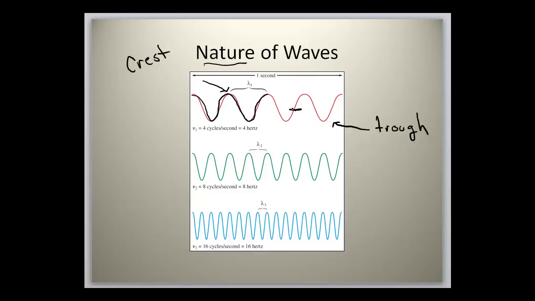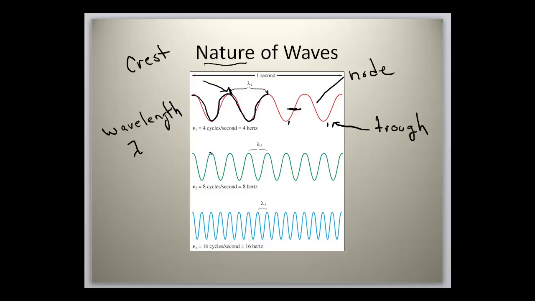The middle of the wave we call the node. So if you go from crest to crest or trough to trough, we're going to call that the length or the wavelength. And it gets the Greek symbol lambda.